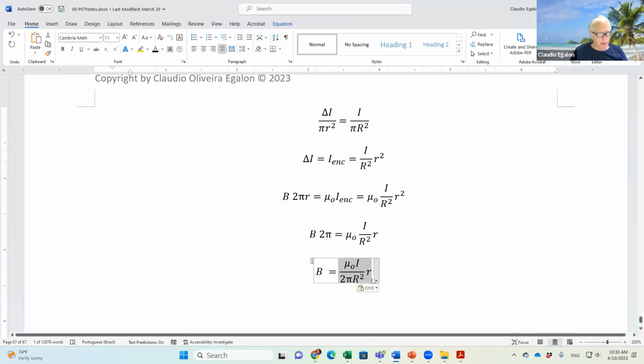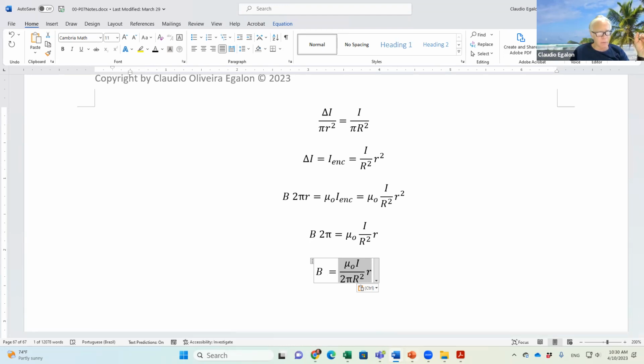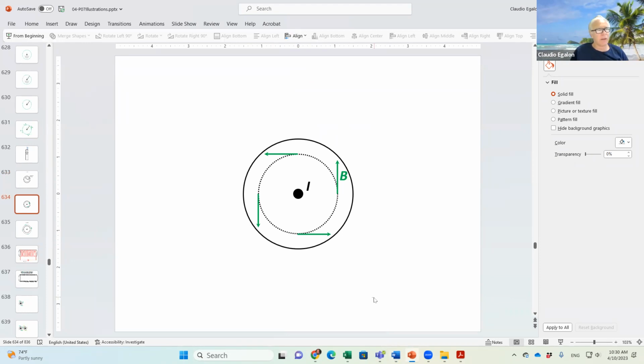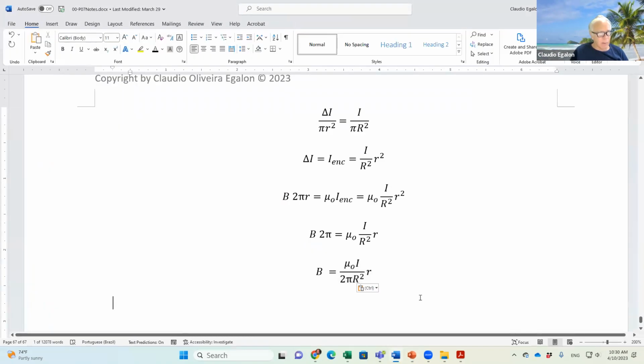Okay, but as the radius of the Amperian loop keeps on increasing, the B field also keeps on increasing. Okay? And we go ahead, do the right-hand rule, and the B field circulates around the current, in the direction of the current. It keeps increasing linearly. Let's see if it makes sense.